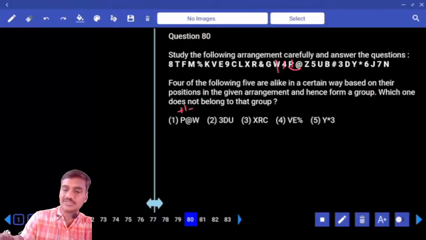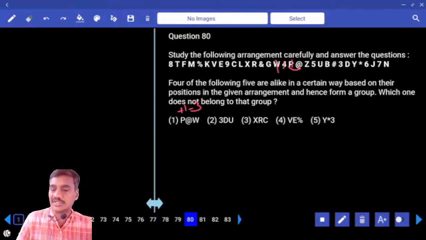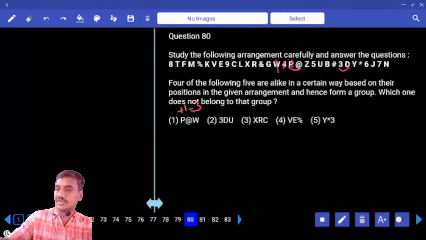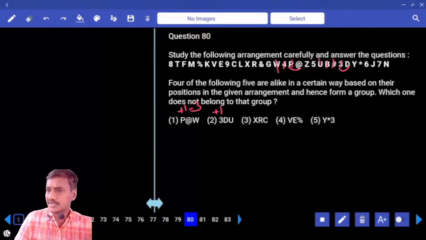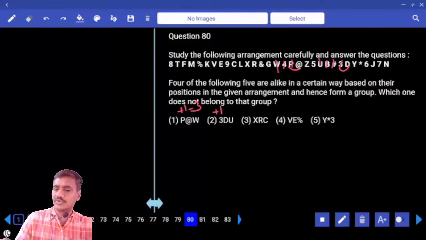Plus 1, minus 3 is the order among these elements in set number 1. And 3, D and U: 3 and D plus 1. D and U, 1, 2, 3, 4, minus 4. Plus 1, isn't it? And D and U, 1, 2, 3, 4, minus 4.